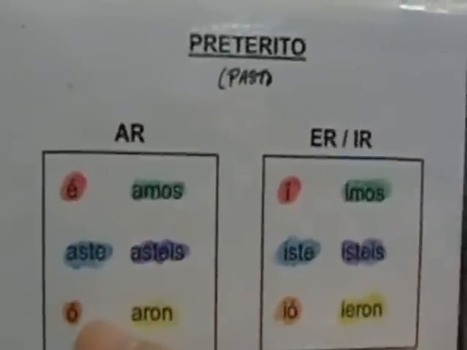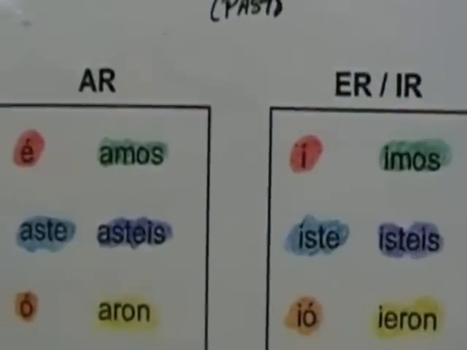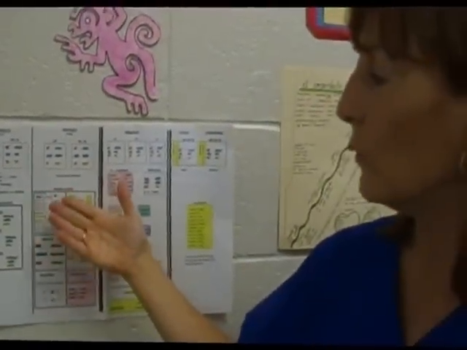Whereas in the pretérito, it's aste, ó, amos, asteis, aron. And for ER and IR verbs, iste, ió, imos, isteis, ieron. Now, I do have two nursery rhymes that I'm going to teach you in class. I'll just kind of go through them with you real quick. That will help you to memorize these so it's easier.